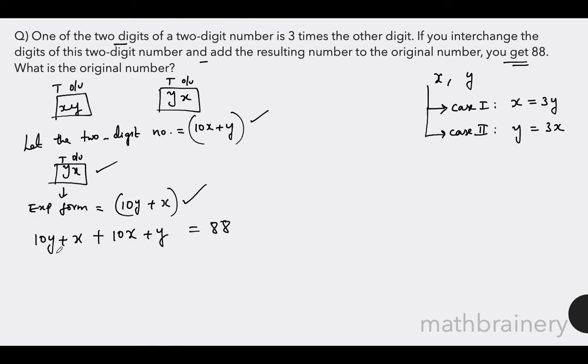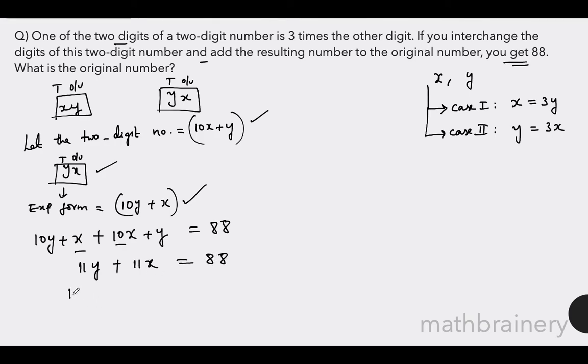Okay, let's first simplify this. What do I mean by simplify here? We want to add the like terms, or the terms which contain the same variable. Here I have 10y and y. 10y plus y is 11y. Plus x plus 10x is 11x. This is equal to 88.